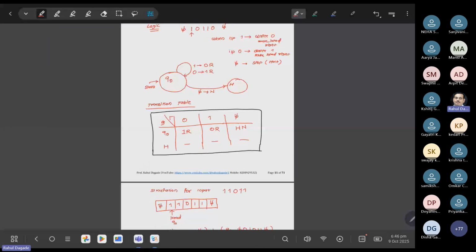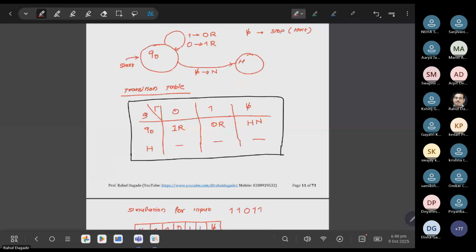Now let us see the next problem. Now we have seen the first problem. Now let us see the second problem, that is, design a TM to find the 2's complement of a binary number.